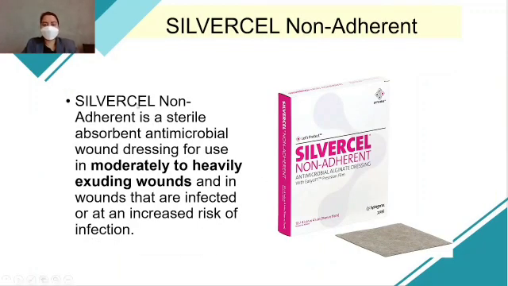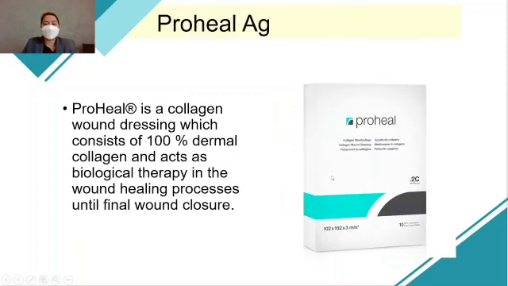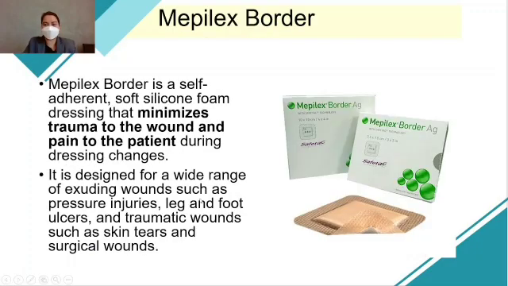Silver cell non-adherent. This one is a sterile absorbent antimicrobial wound dressing for use in moderately to heavily exuding wounds and in wounds that are infected or at increased risk of infection. As you can see, it's just like a charcoal film. We also have the ProHeal AG. This one is a 100% dermal collagen wound dressing, and it acts as a biological therapy in the wound healing process until final wound closure.